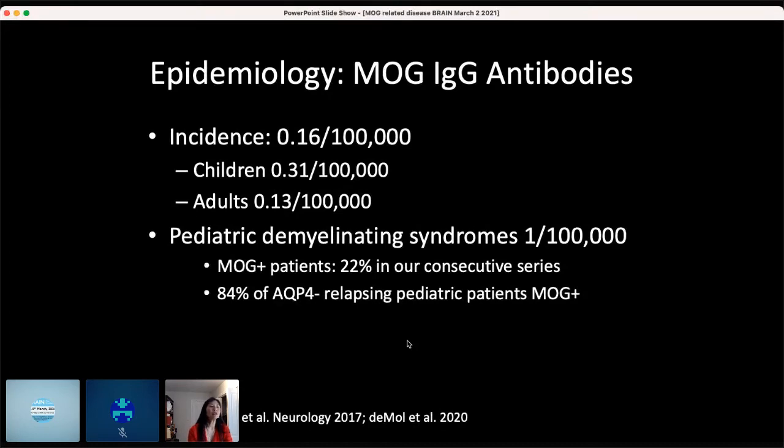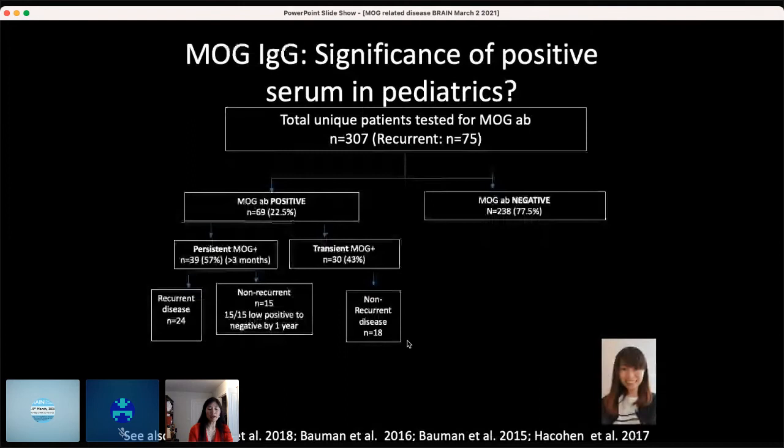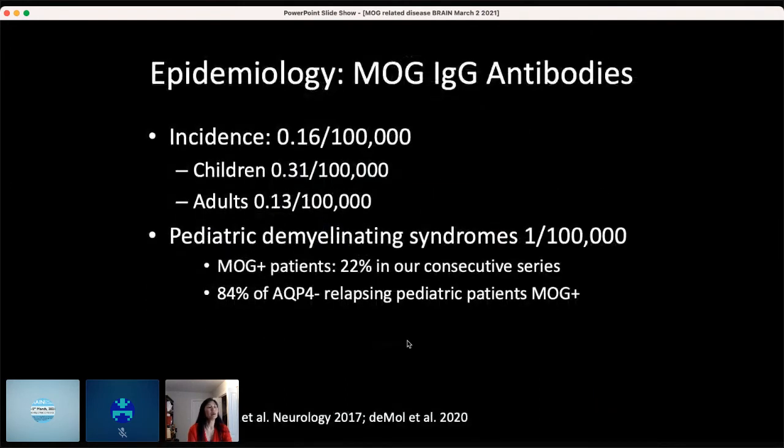But even more importantly, those children who have relapsing disease, who are aquaporin 4 negative, are highly likely to be positive for MOG antibodies, suggesting that this is a highly relevant antibody for disease and for specific phenotypes of disease.